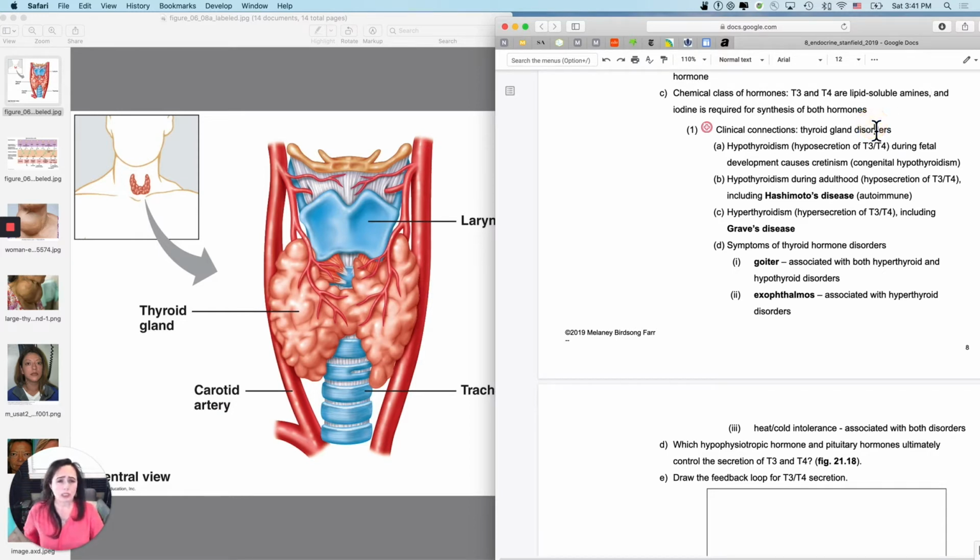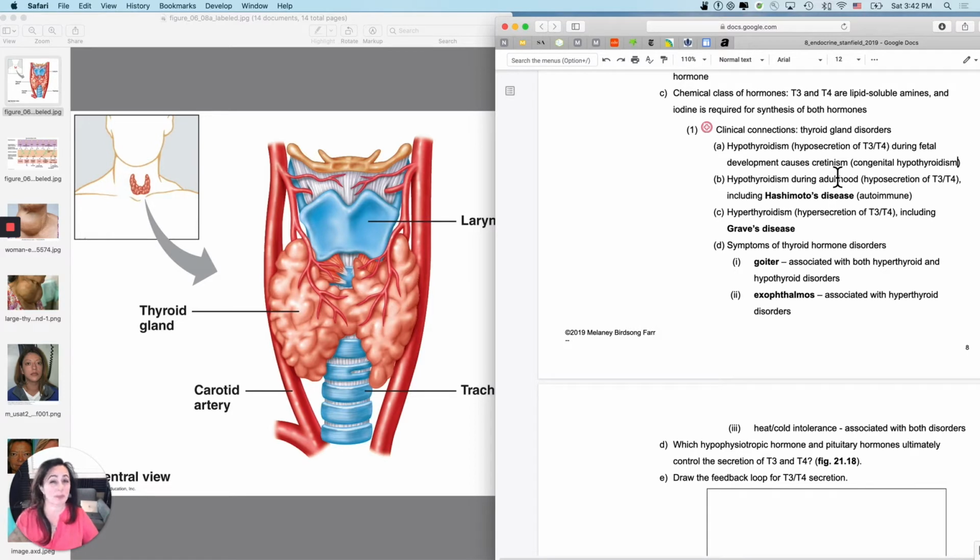So let's talk about clinical connections with these, and then we'll draw a feedback loop with them as well. So, if you think about it, you could probably figure out what kind of big symptoms would go along with too much or too little of these during adulthood. So, we'll talk about those two in just a second. But I do want to tell you that something that's really important is that if you have hypothyroidism, hyposecretion of T3 and T4 during fetal development, and it's untreated, and this is totally treatable, then it will cause a disorder called congenital hypothyroidism, which they used to call cretinism.